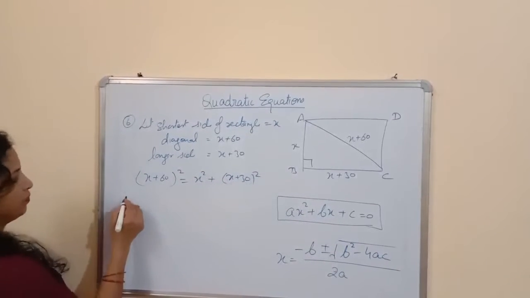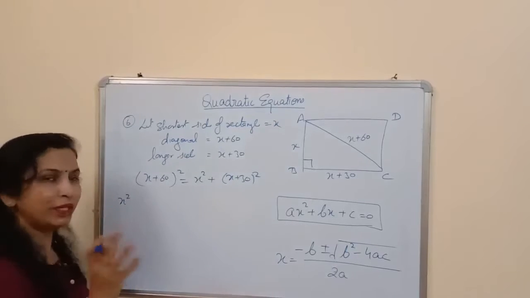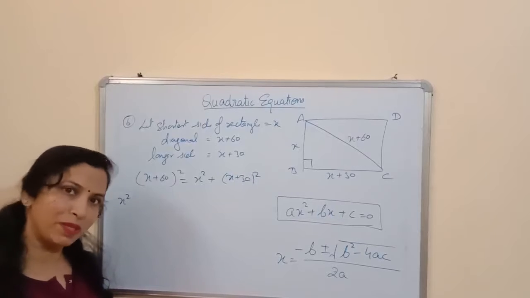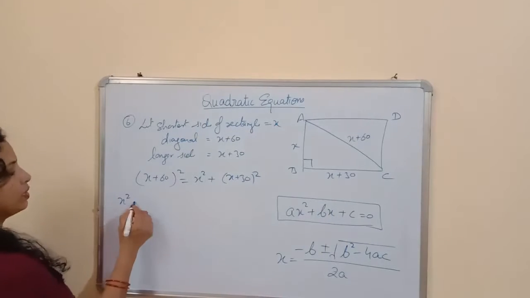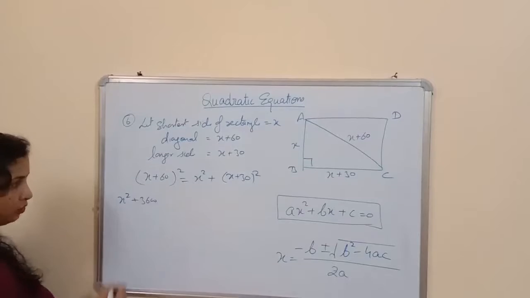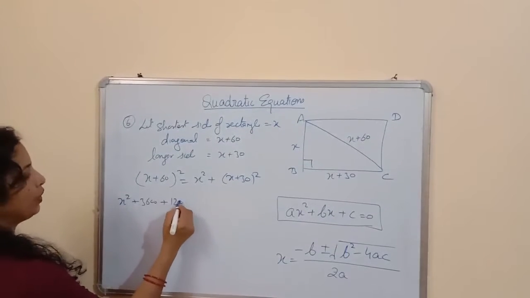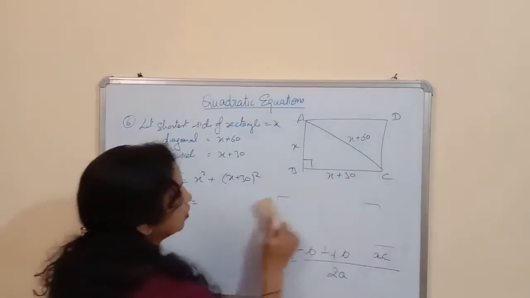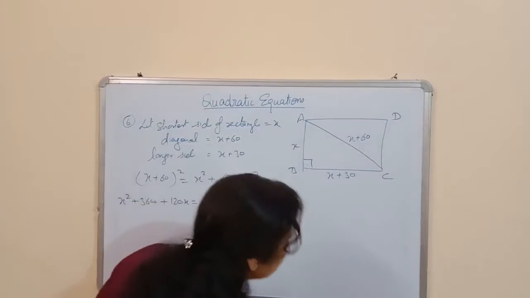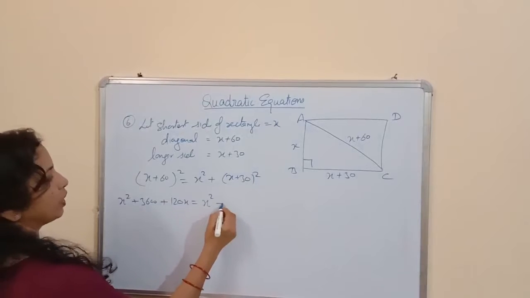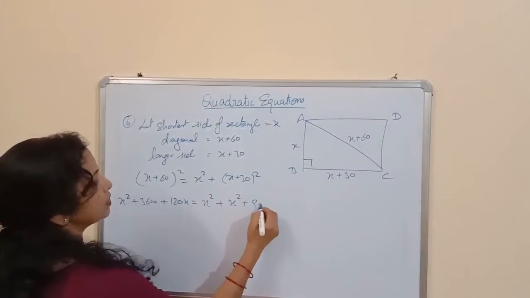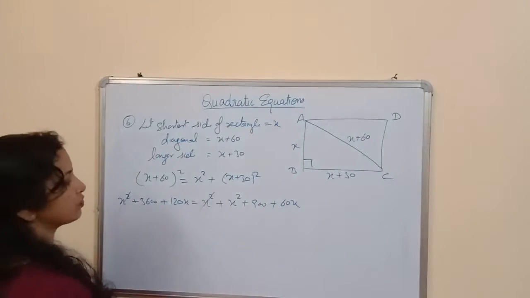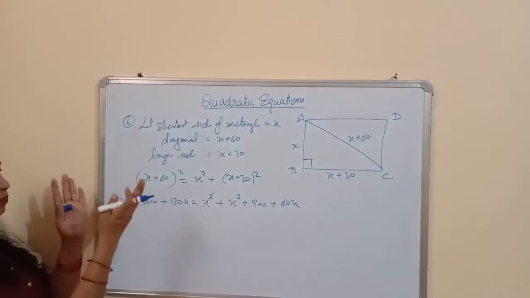Now you will solve it. You always open the whole square by using the identity (a plus b) whole square, that is a square plus b square plus 2ab. So it will be x square plus 3600 plus 120x is equal to, I am going to solve it, x square plus 900 plus 60x.